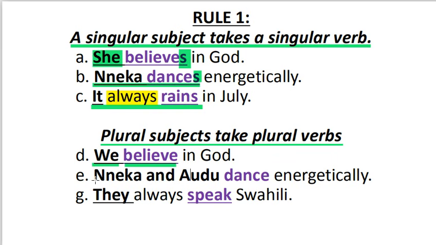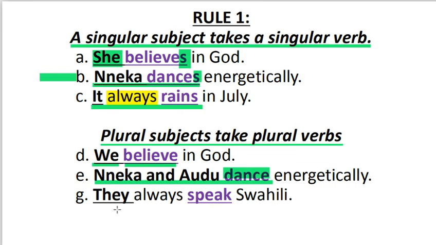Example E, NECO and Audu dance energetically. When we were in example B, because it was only NECO, because it was singular, we have dances. Now that there are two, NECO and Audu, now they are plural, then we have the plural verb, which is dance. NECO and Audu dance energetically.